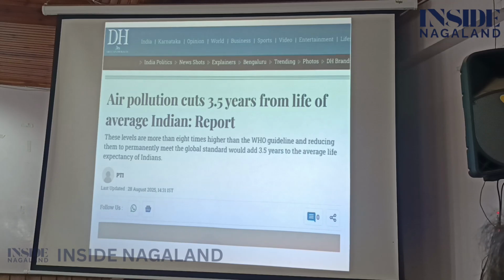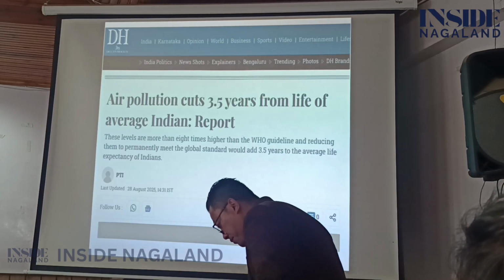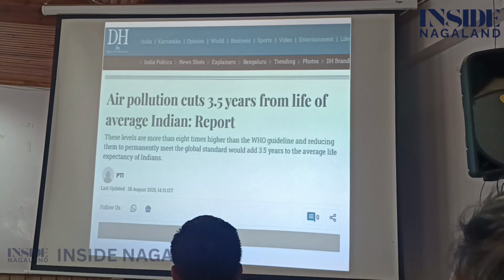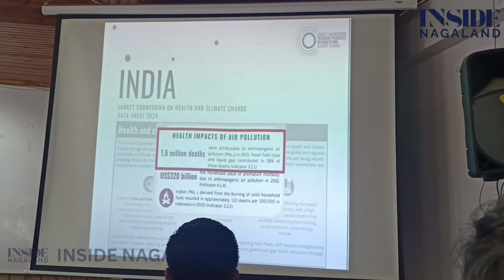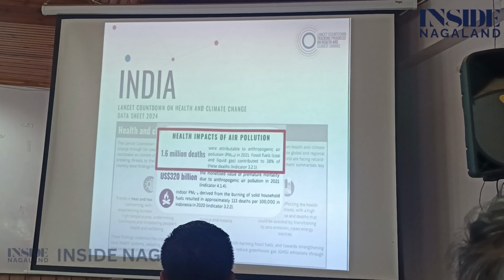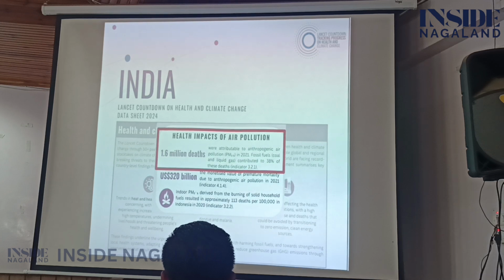So the same thing, even in the case of Kohima, as I mentioned, if you see the Kohima report, in spite of the clean air, where we can see the environment is good, the air quality is still above the permissible limit. There is a report known as the Lancet report, a health journal. They have mentioned that in 2022, around 16 lakh Indians died because of air pollution related matters. When we talk about 16 lakh people, in the case of Nagaland, the 2011 census is nearly 20 lakhs. So almost the population of Nagaland died because of air pollution related matters.